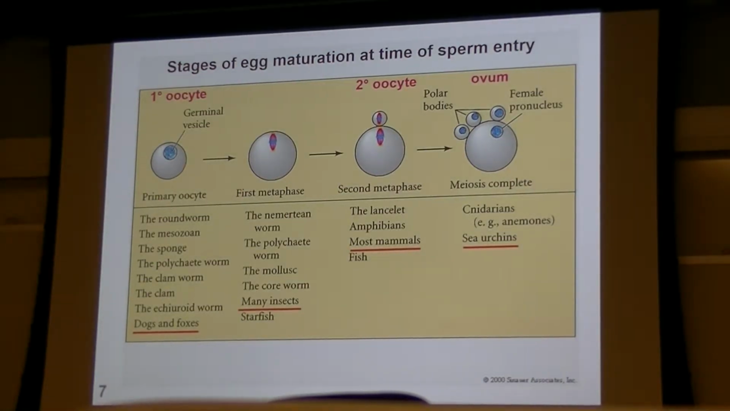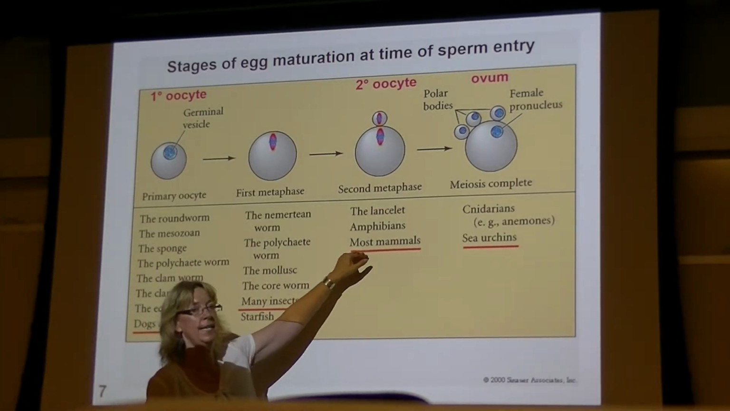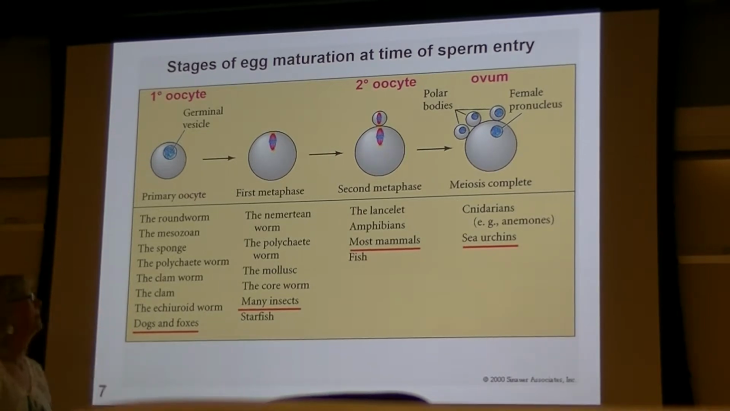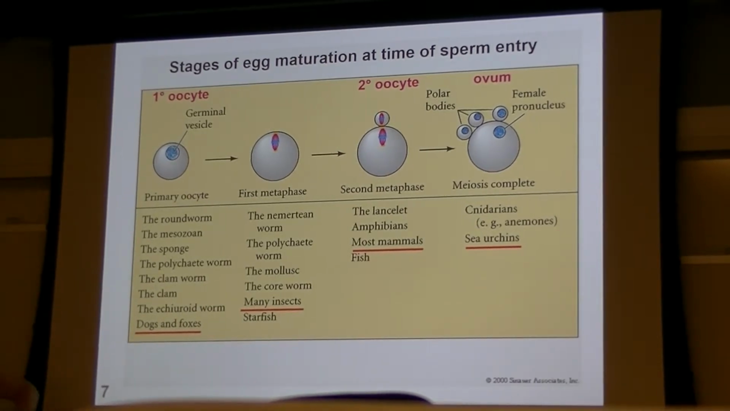Okay, here's our slide that looks at where the egg is in terms of maturity when fertilization happens for different sorts of species. For most mammals, it's going to be in the secondary oocyte stage. But for random cases, it's different.